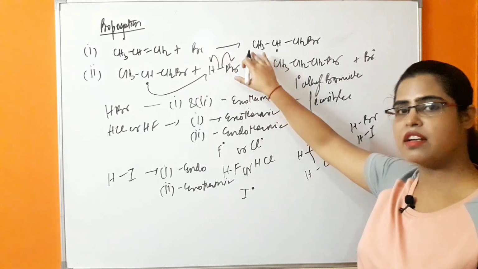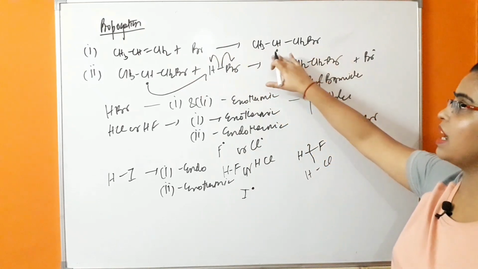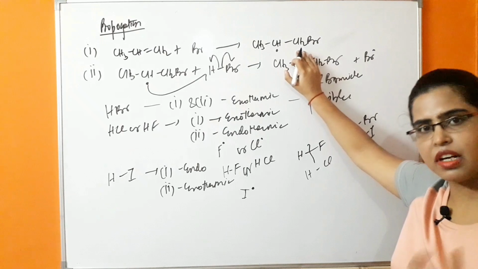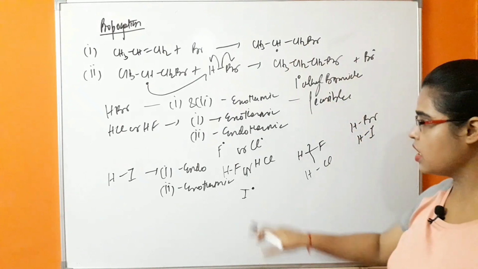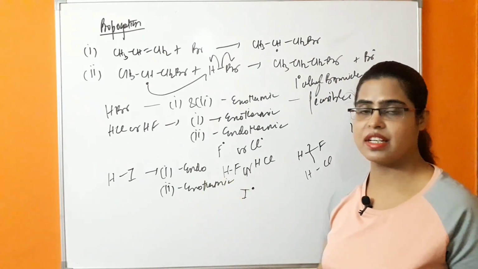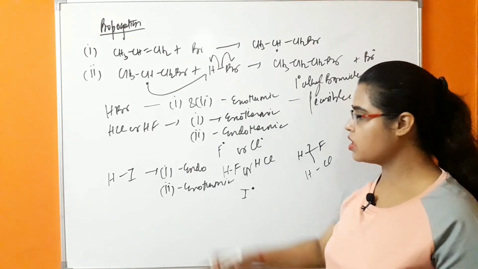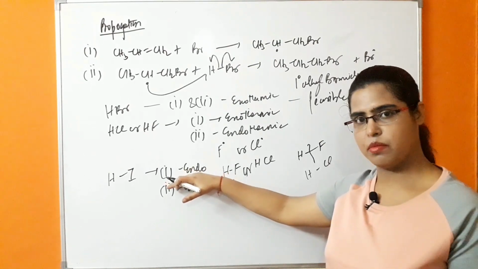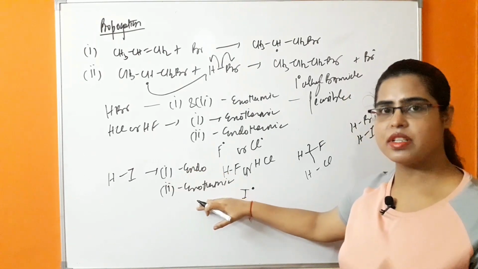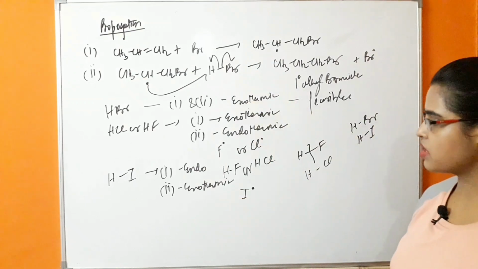Because of that, no alkyl halide free radical will be generated, due to which the first step of the reaction is not feasible; the first step is endothermic. Whereas the second step is exothermic. Why is the second step exothermic?